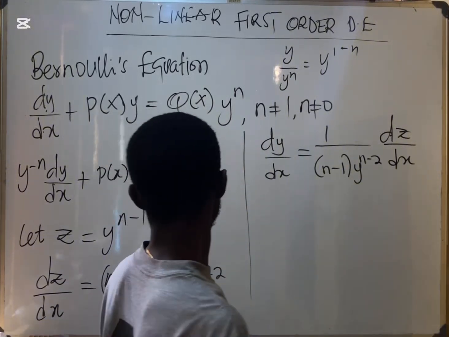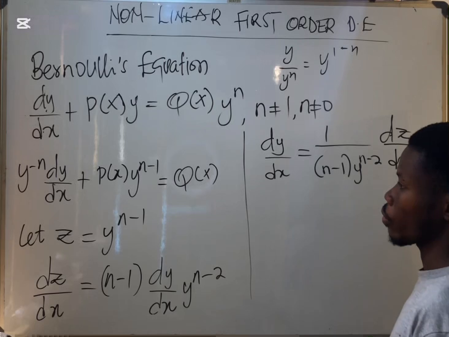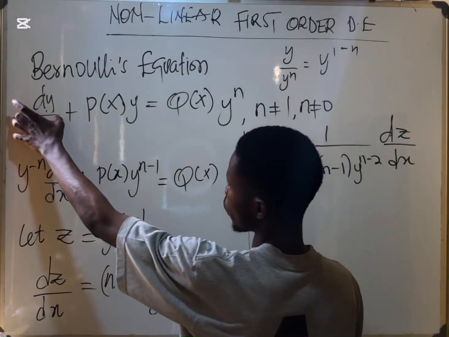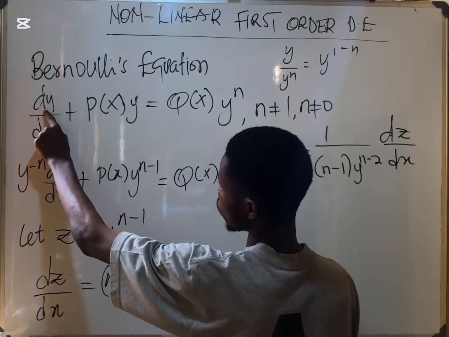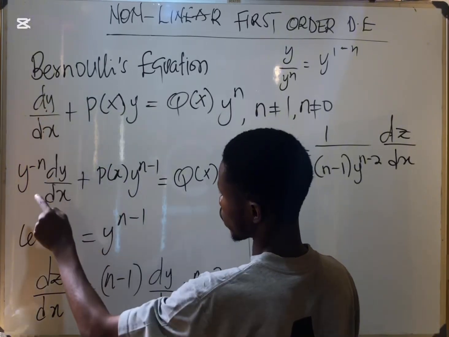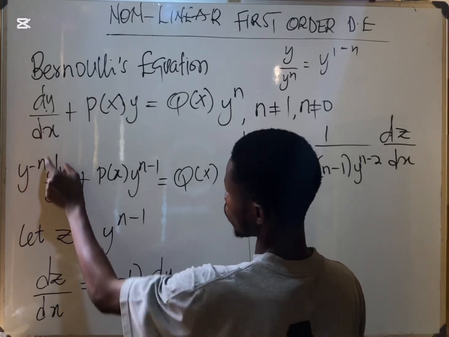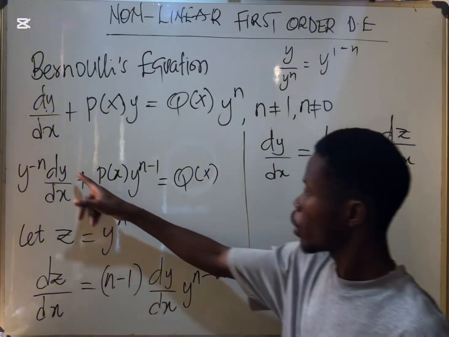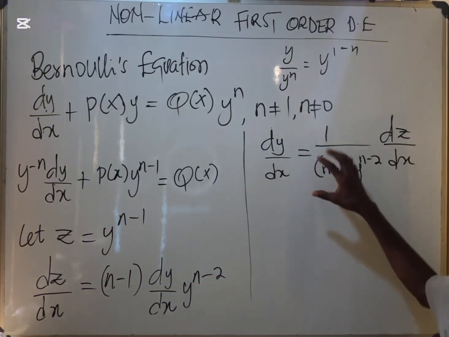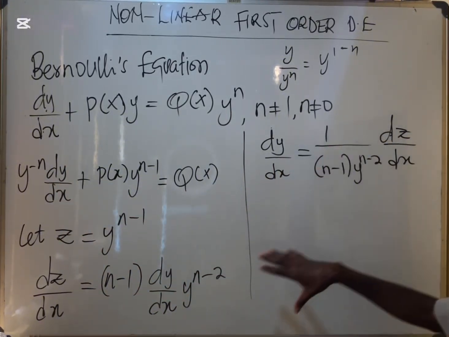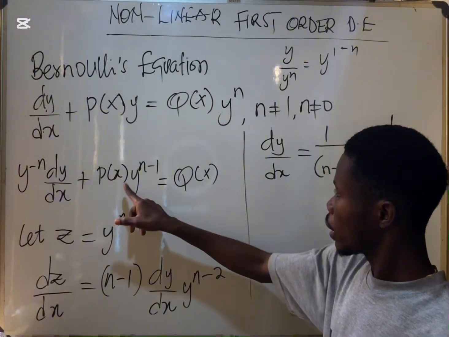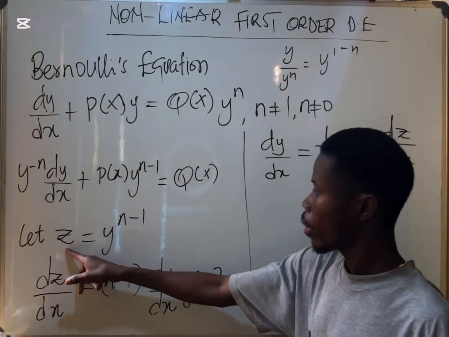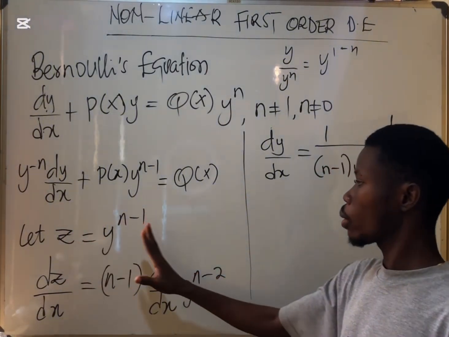Now, when I finish with this, I'll come to this place. Here you realize that dy/dx is here, so I'm just going to replace the whole of dy/dx by the whole of this. Have you seen that? Then when I also come to this place, y to the power 1 minus n, I'll just replace it by z. Is that okay? So that's how we solve it.